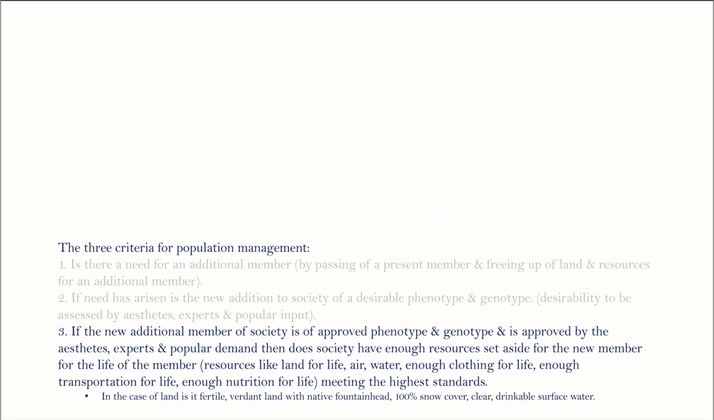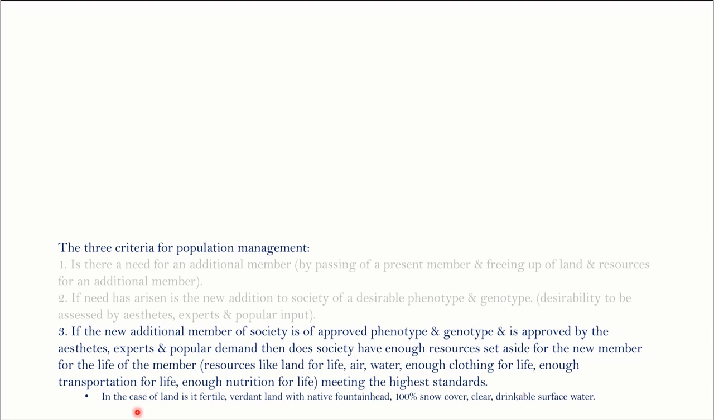Lastly, if there is a need and if the new member to be is deemed desirable and is approved by their phenotype and genotype, then we may ask if there are additional resources set aside for the life of the new member to be. We may ask, do we have enough land for life, air, water, enough clothing for life, enough transportation for life, enough nutrition for life of the member who is about to join us? All these commodities must meet the highest standards.